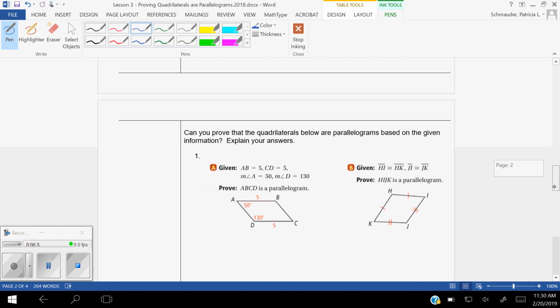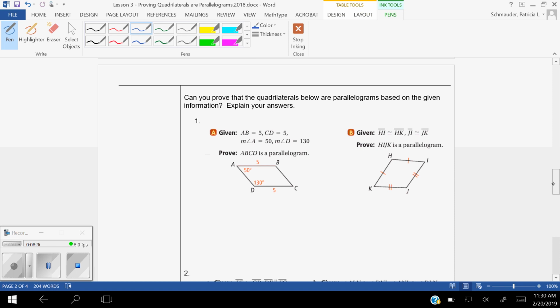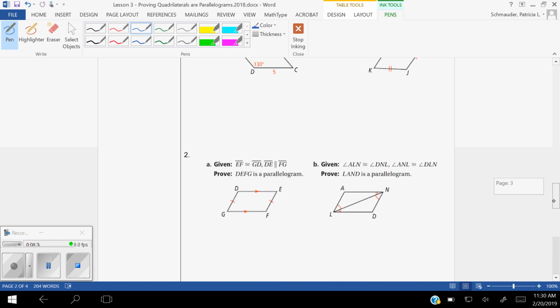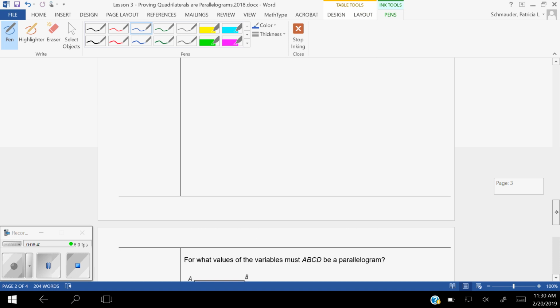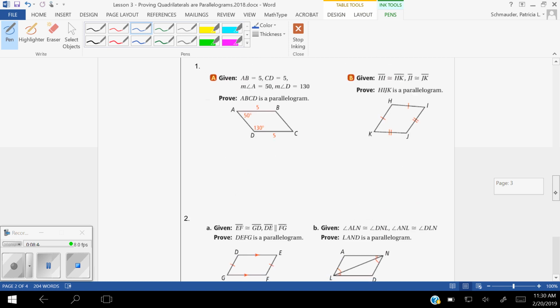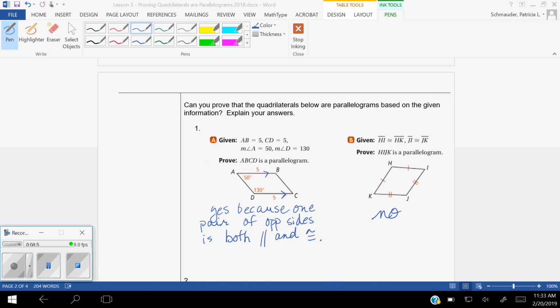Okay, let's see what else we got. Can you prove that the quadrilaterals are parallelograms in all of those? I want you to pause here and do 1 and 2. Each has 2 parts. Come back and check your answer. All right, how'd we do?